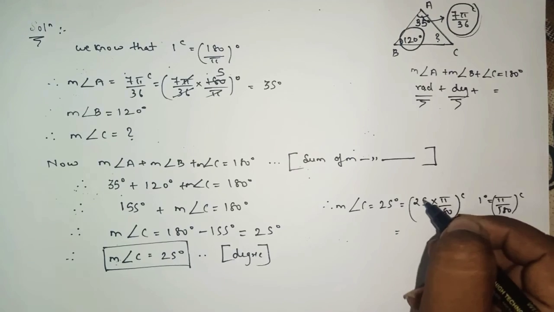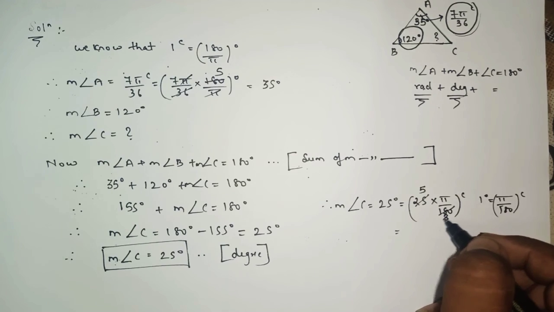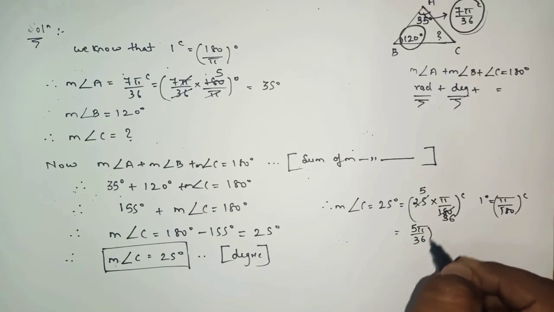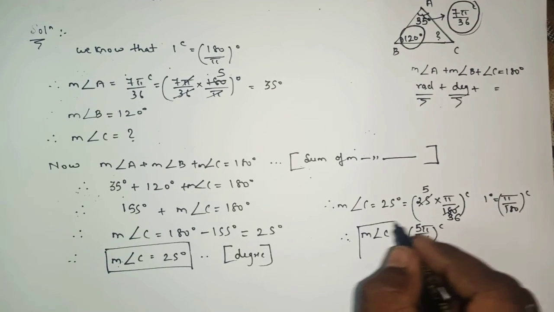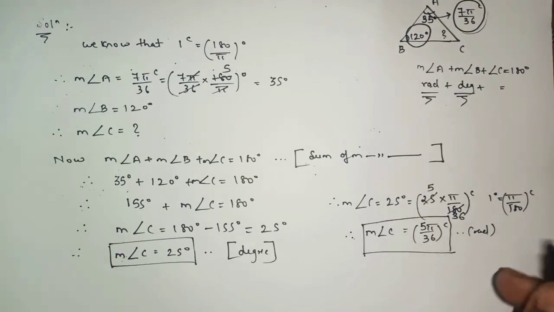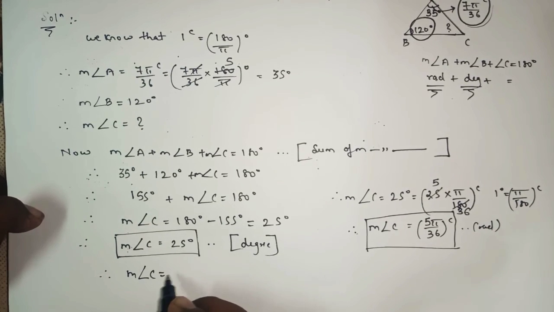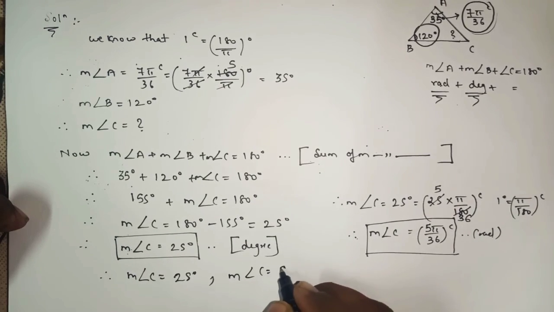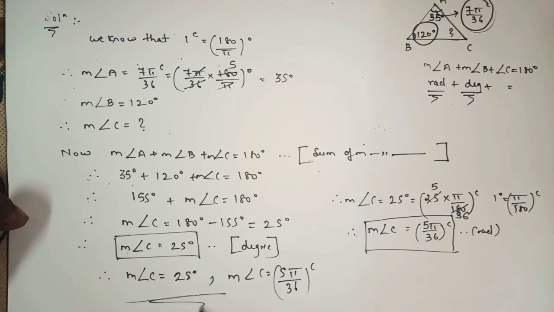So here we can cancel these two numbers, and the common number will be 5. 5 fives are 25 and 5 thirty-sixes are 180. So here we are left with 5 pi by 36 radian. So here we got the answer of angle C in terms of radian also. Therefore we can say that measure of angle C in degree is 25 and measure of angle C in radian is 5 pi by 36 radian. So that's the end of the sum.